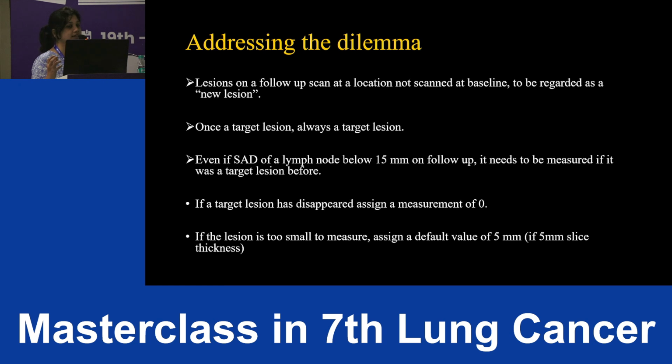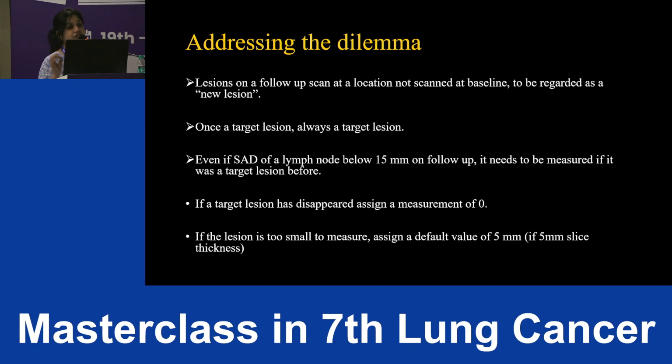Addressing the dilemmas: if a lesion on a follow-up scan is at a location which was not scanned at baseline, it has to be regarded as a new lesion. Once a lesion is a target, you cannot keep changing the target lesion from scan to scan; you have to maintain it as a target lesion. Even if the short axis dimension of a lymph node falls below 15 millimeters on the follow-up scan, it needs to be measured if it was a target at the baseline scan. And if a target lesion has disappeared, then the default value you take is 0.